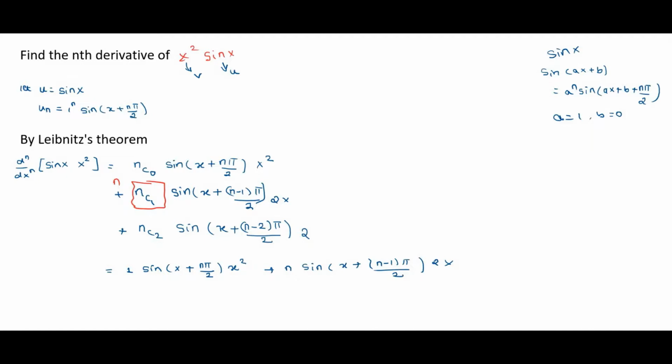If you cross multiply you cannot cancel the 2 here, so the next term is nC2. What is the value of nC2? nC2 value is plus n into n minus 1 divided by 2 factorial into sine of (x plus n minus 2 pi by 2), bracket complete, 2. And here this 2 and this 2 factorial, which is nothing but 2, get cancelled. The remaining term itself is the required solution. So this 2 factorial gets cancelled and this 2 gets cancelled. So this is the required solution.